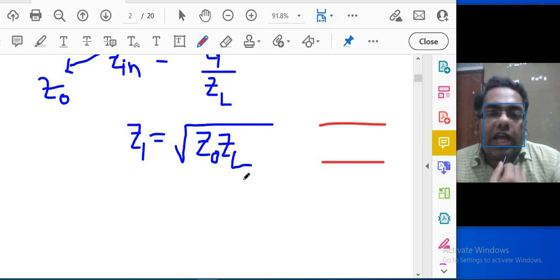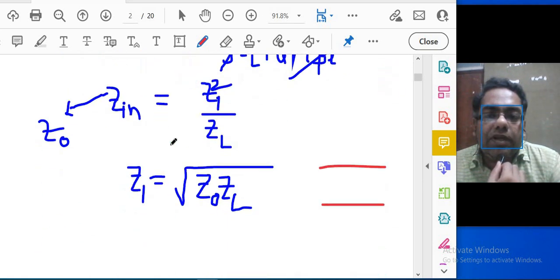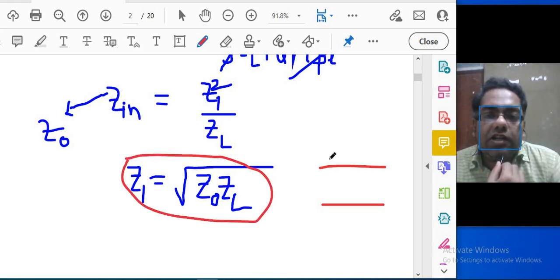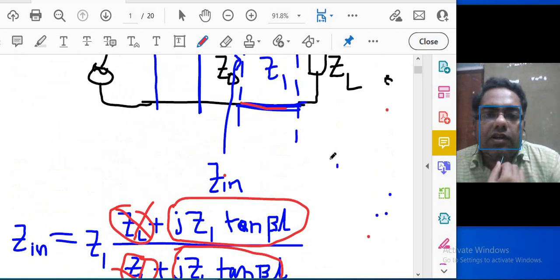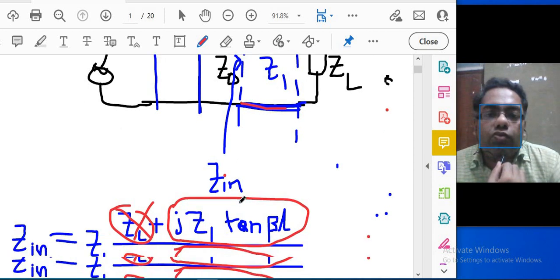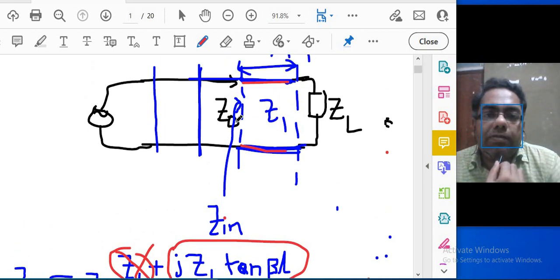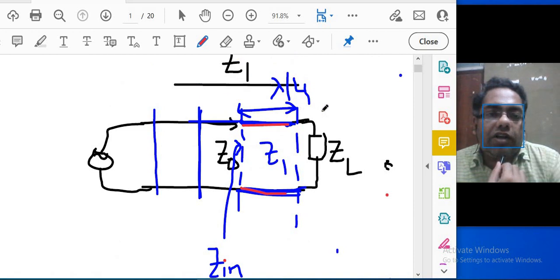So if we add a section of transmission line whose characteristic impedance is given by this expression and whose length is lambda by 4, then the input impedance can be made equal to Z0 and impedance matching can be achieved even though ZL is not equal to Z0. So this is the advantage.